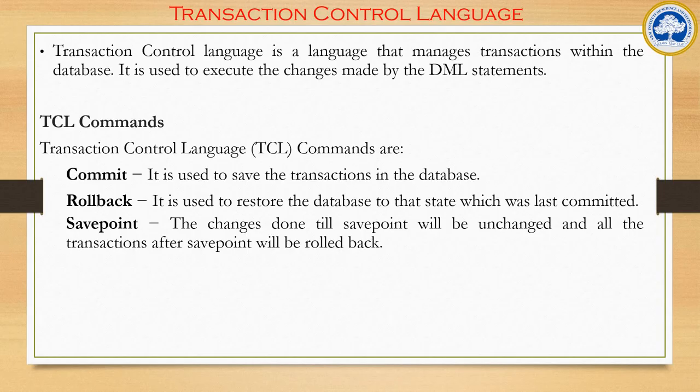So until that point we will be rolling back, just like an undo, like Control Z, where we are going back. And then savepoint: the changes done up to the savepoint remain unchanged. It is just like Control S. When we are typing a document, we press Control S. We can't roll back beyond it. All the transactions after the savepoint will be rolled back, but before that we can't do it. The same thing applies here with a savepoint.